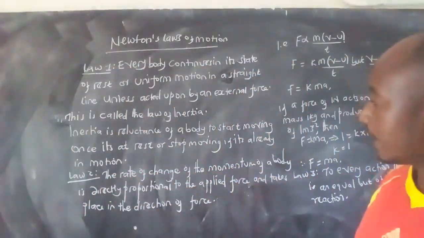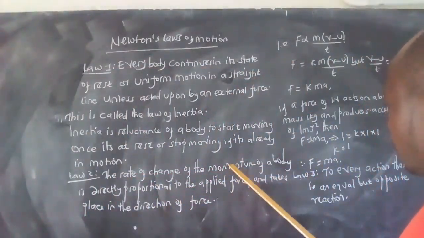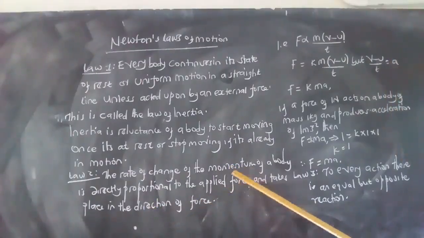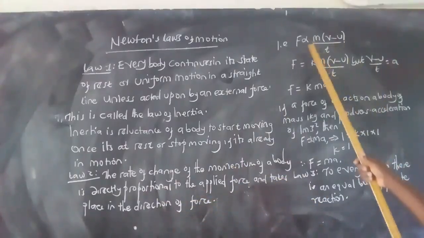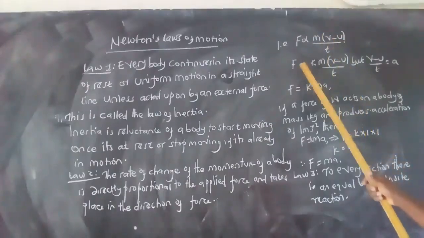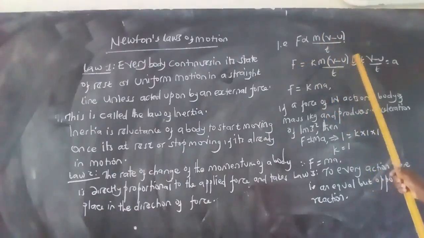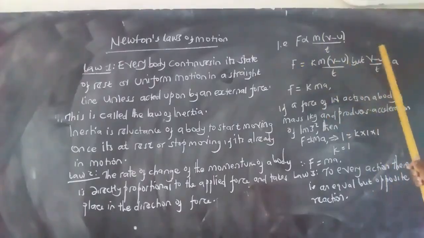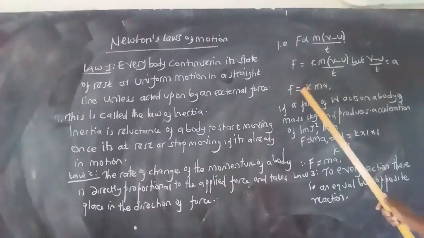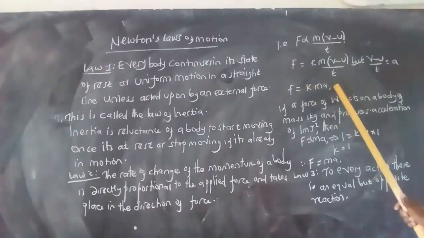Yeah. So then the other one is law 2. The rate of change of momentum of a body is directly proportional to the applied force and takes place in the direction of the force. So this is the change in momentum. The rate is divided by what? Time. So force is equal to a constant times the rate of change of momentum. But V minus U over time is given as acceleration. So F equals constant times ma.